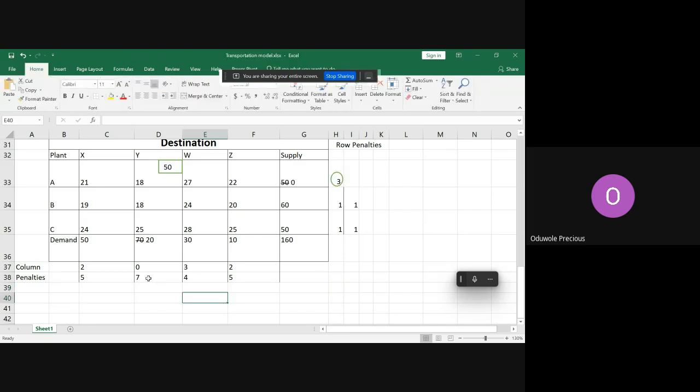So in this place now, 7 is the one giving us the highest figure. So let me just put 7 in this place. So in this place, the highest is 7.